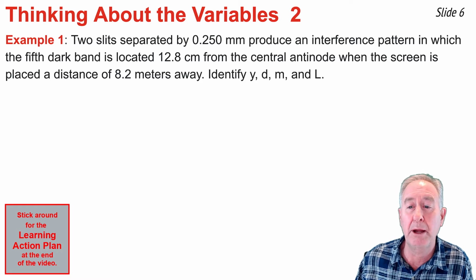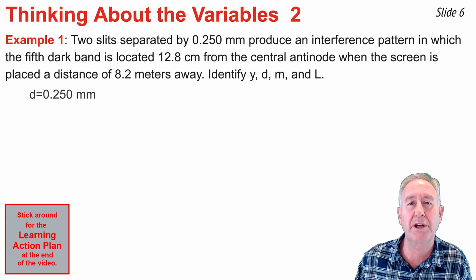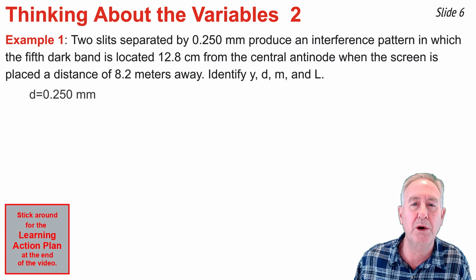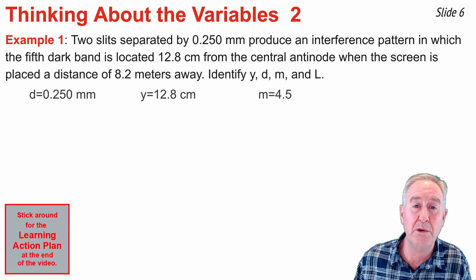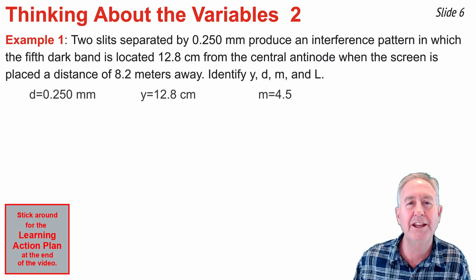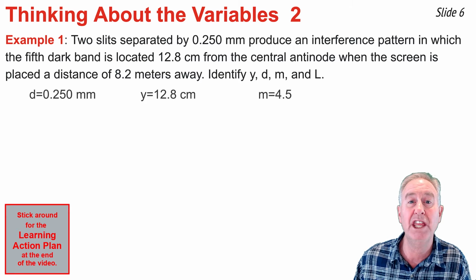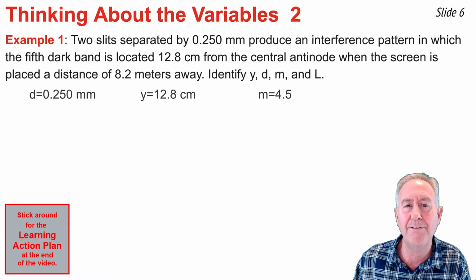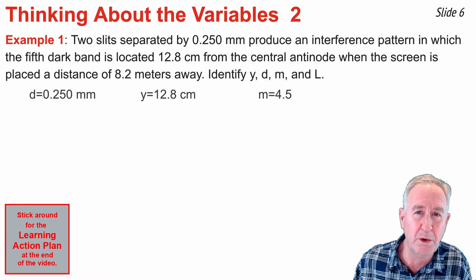2 slits are separated by 0.25 millimeters. That's the distance between slits. That's D in Young's equation. Produces an interference pattern in which the 5th dark band is located 12.8 centimeters from the central antinodal line. So the 12.8 is the value of Y measured on the screen where the bands are. And it's measured between the central maximum, the central antinode, and the 5th nodal line. And so if you think how far away that is, that's 4.5 full spacings away. The 5th nodal line is between the 4th antinode and the 5th antinode, giving us an M value of 4.5.